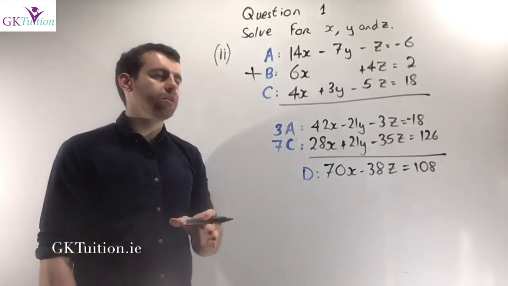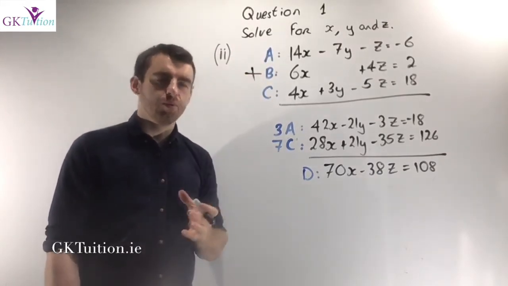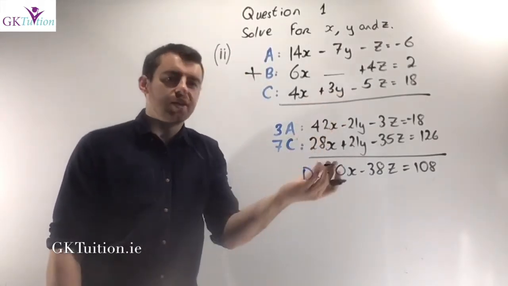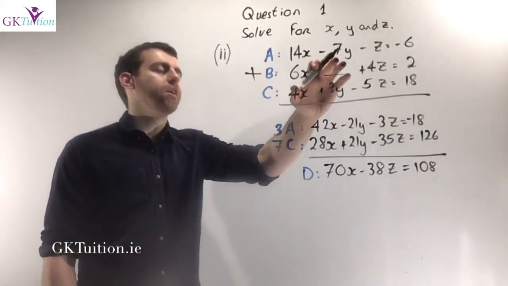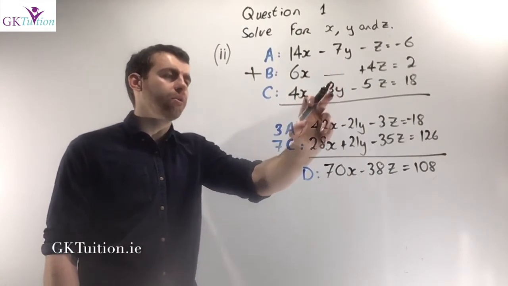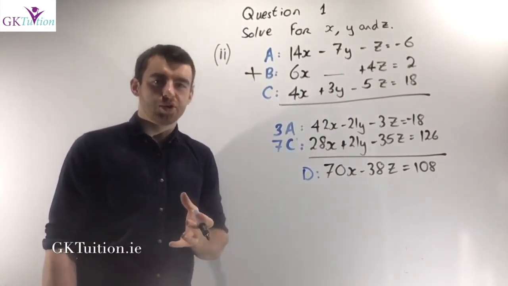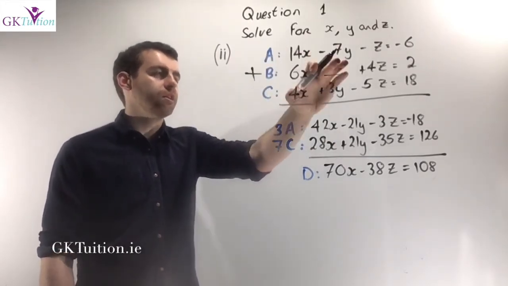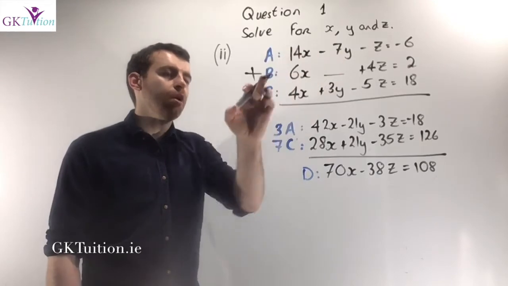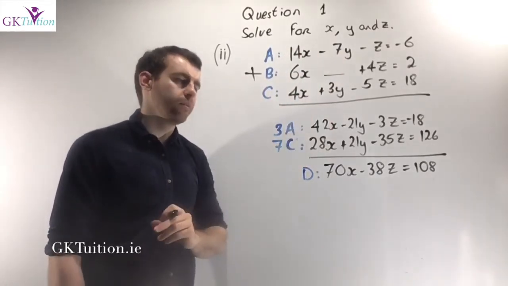So what I decided to do was to take equation A and equation C and try and eliminate the y's, because this one already doesn't have a y, so it's going to make the question a bit shorter for me. I realised that here I've got a minus 7y and here I've got a plus 3y. The smallest number they're both going to divide into is 21. So if I multiply A by 3, this will become a minus 21y, while if I multiply C by 7, this will become a plus 21y.